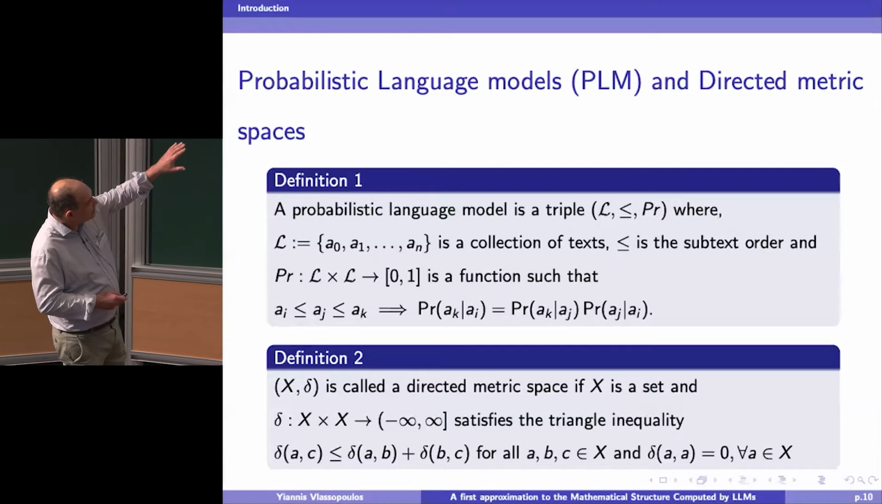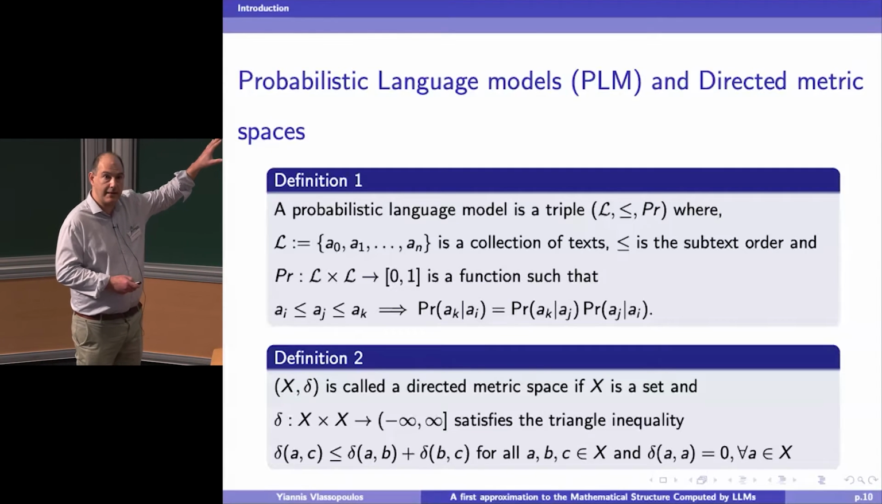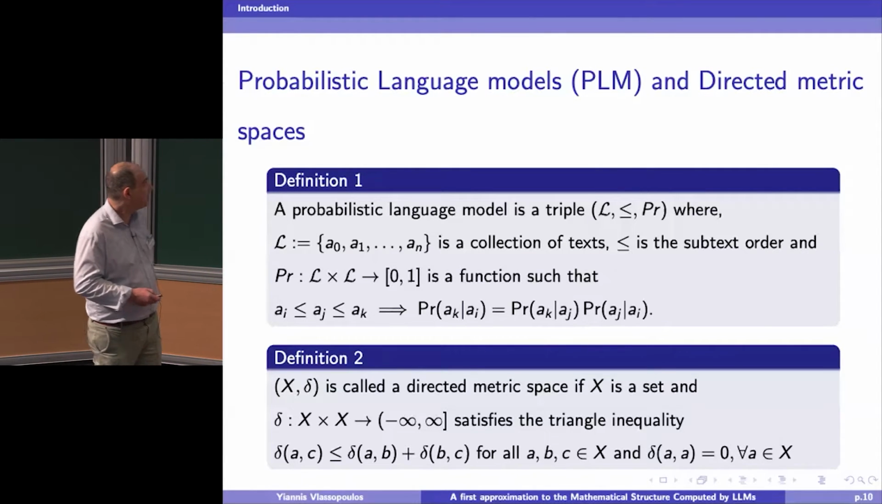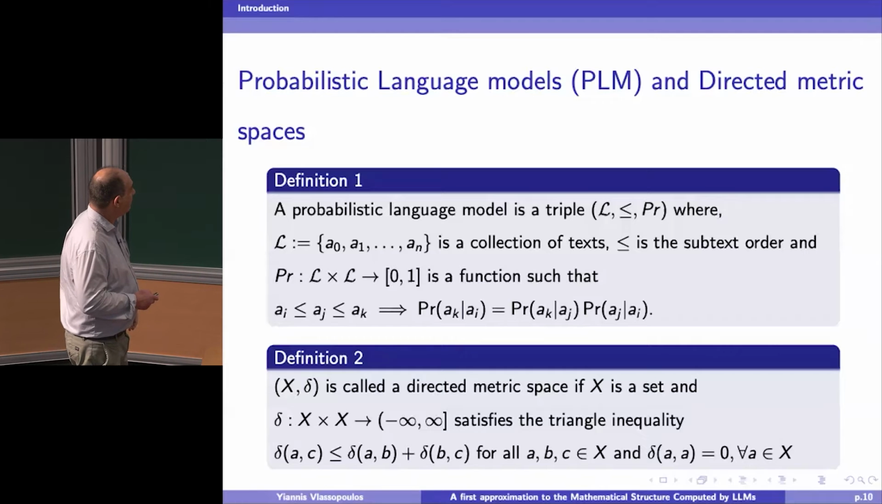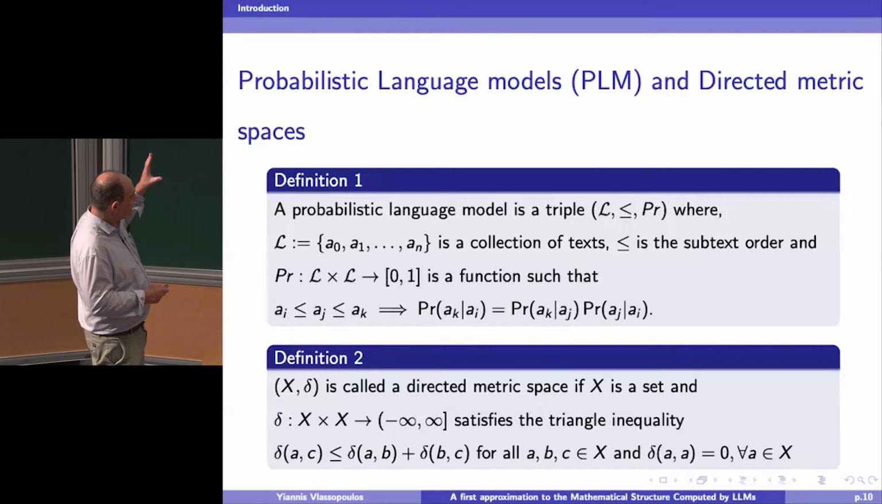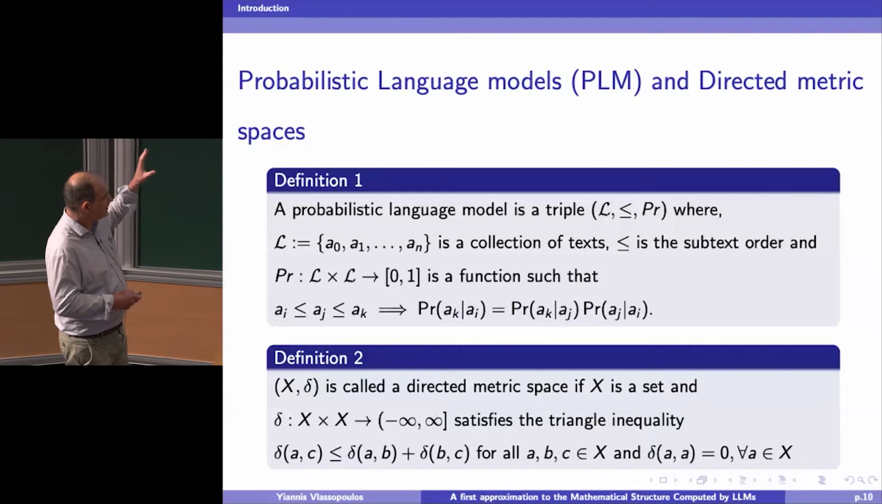So basically, you can think of it as you have this poset, but you're also adding these probabilities now, and the probabilities express themselves within this law. So now let me immediately talk about what a directed metric space is.